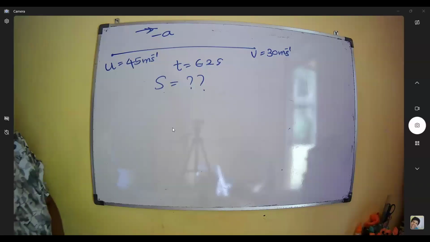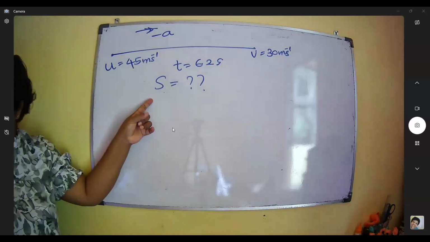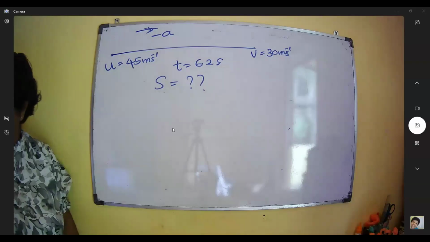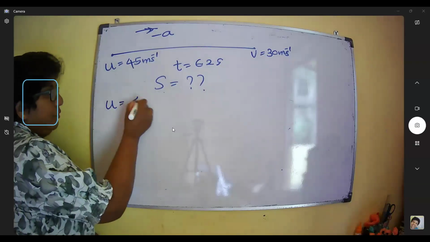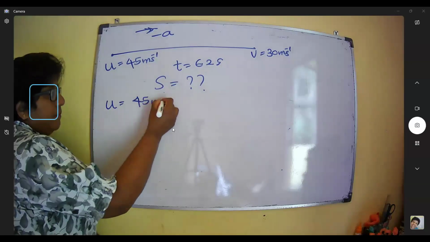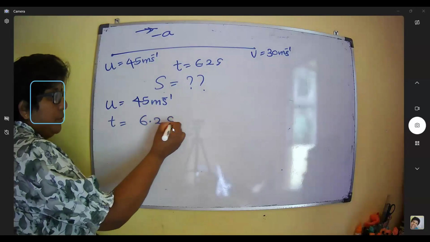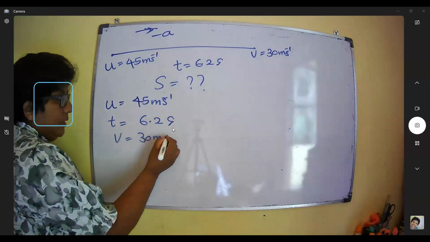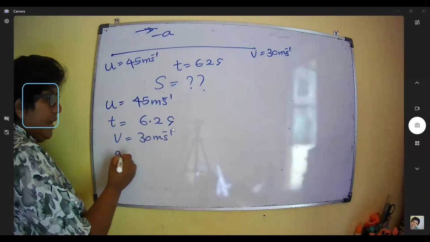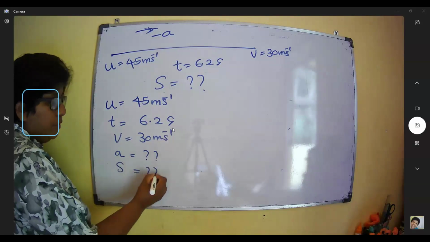Right? Then minus a we can put 6.2. The question is asking about S. What is the equation we can use? We know U, 45. We know T, 6.2. And V, 30. And A, don't know. And S, have to find.